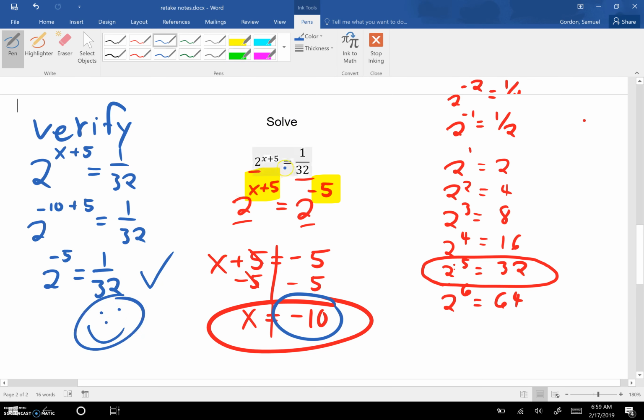Okay, so that's how you solve an exponential equation where you have x in your exponent. Don't divide by 2.